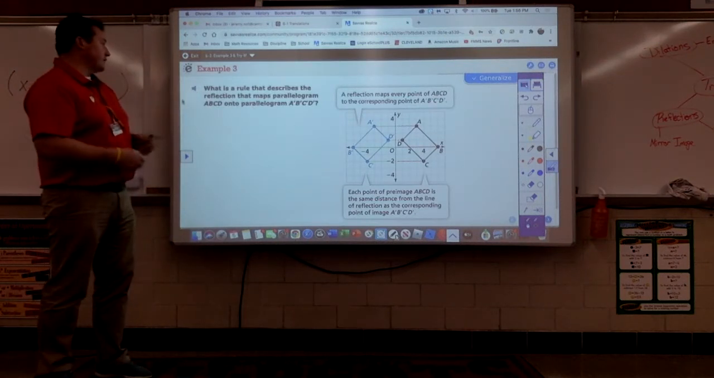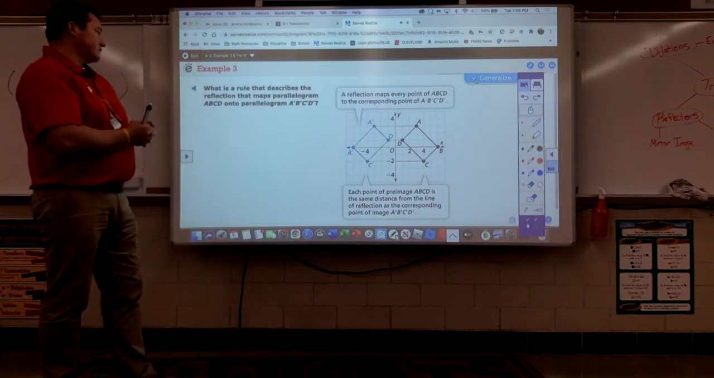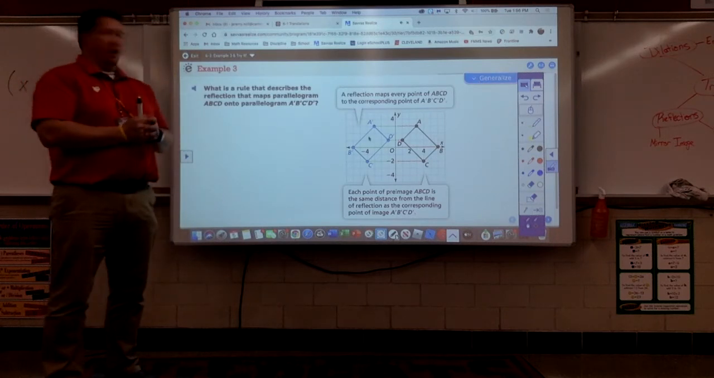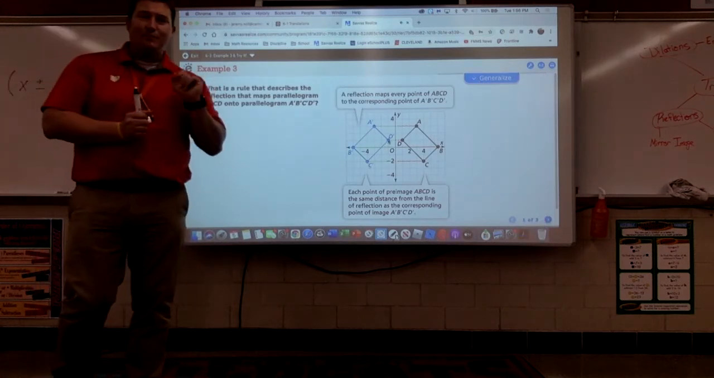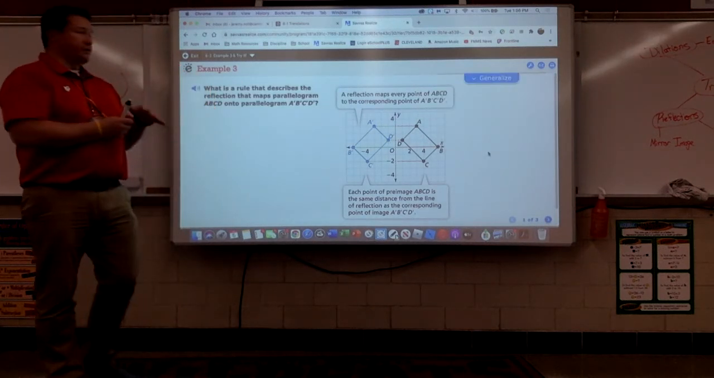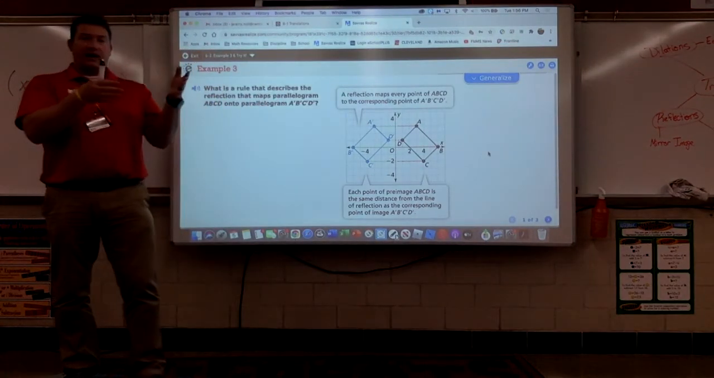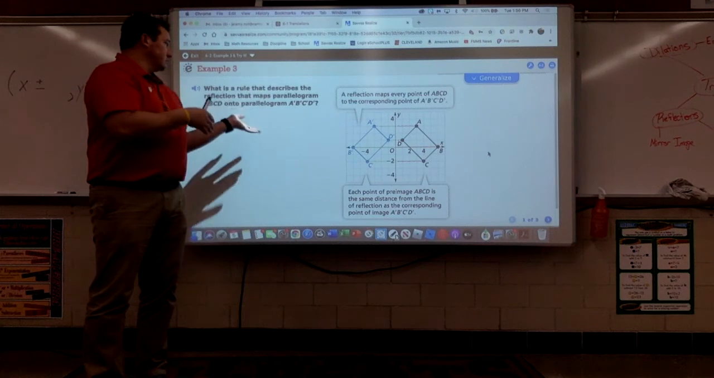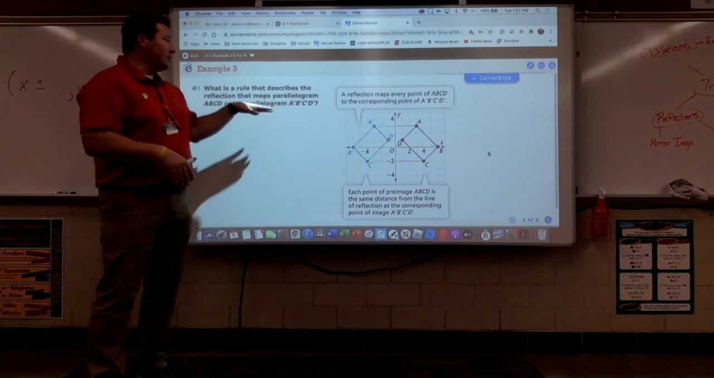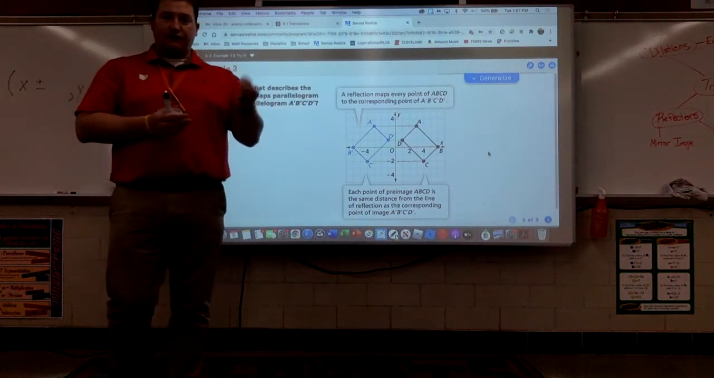Talk to me. What is a rule that describes the reflection that maps parallelogram ABCD onto parallelogram A prime, B prime, C prime, D prime? Okay. So, guys, here's what we have to do, right? We will reflect points across a line of reflection, just like we kind of did on that last example. And then other times we're going to have to find the line of reflection.